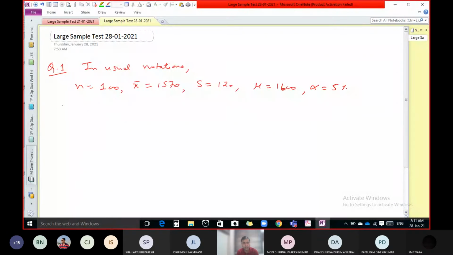First of all, let us find out the standard error of X bar. So we know that capital N is not available here, and sigma is also not available. So use the formula S upon root N. S means 120 upon root of 100. So it is 120 divided by 10. So the standard error of X bar is 12. Okay, once we have all these values, let us start step 1.